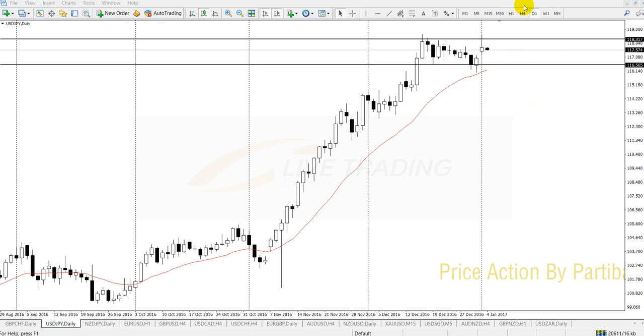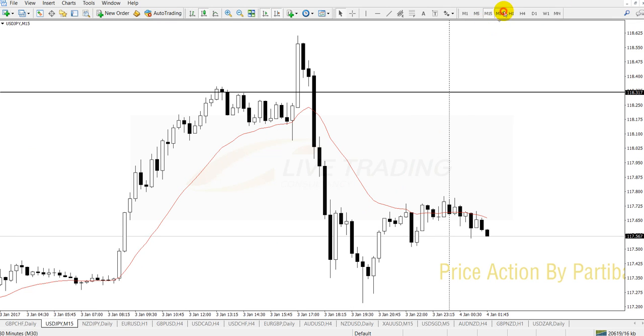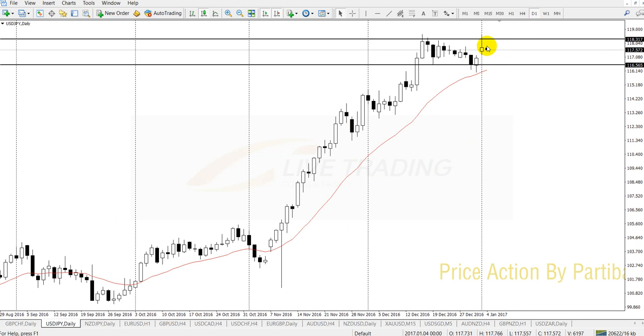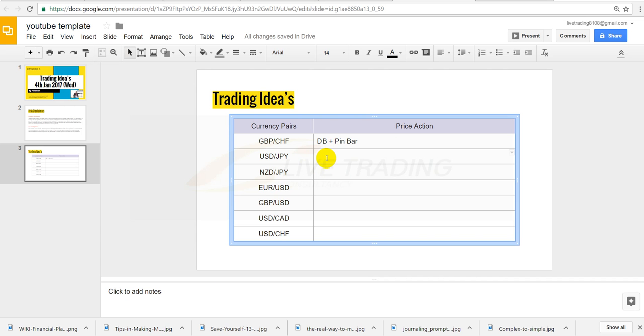So USD yen, I see a downside because you see the gap hasn't closed yet. So you can take a position on that, but this is counter trend. The probability of winning is slightly lower. Okay, so I'm going to put it: counter trend, and pin bar.